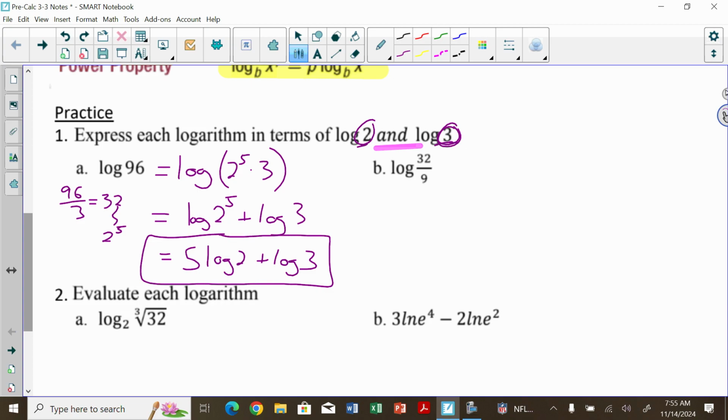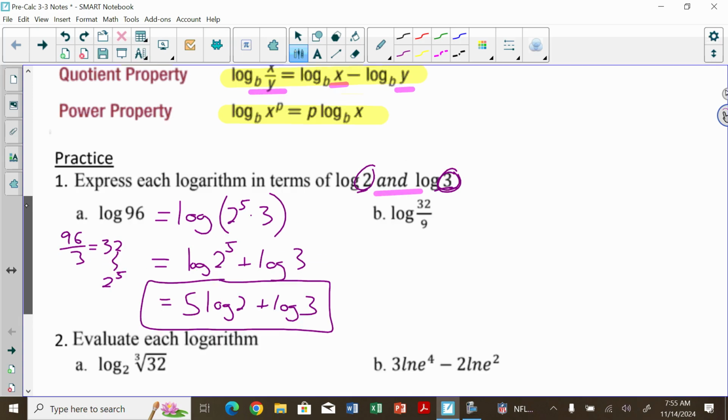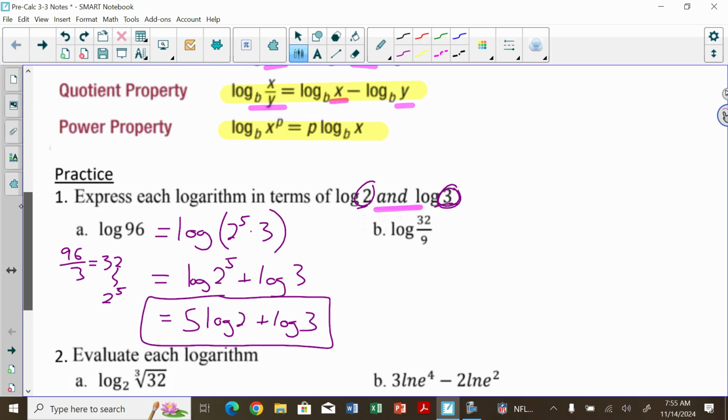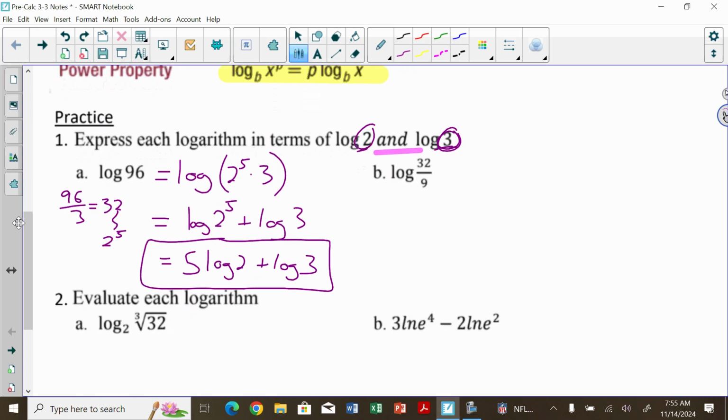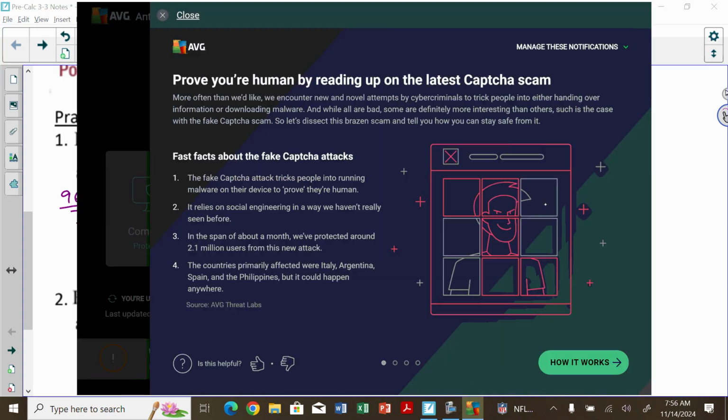Okay, how about this one? Well, this is already in quotient property. You see the quotient property, it's already in a division problem. So I can rewrite this as log of 32 minus the log of 9. Again, I'm trying to get it in terms of 2 and 3, so I've got to rewrite these. Luckily for us, those are nice, definitely powers of 2 and 3. So 32, we just did this in the last problem, is 2 to the 5th power.